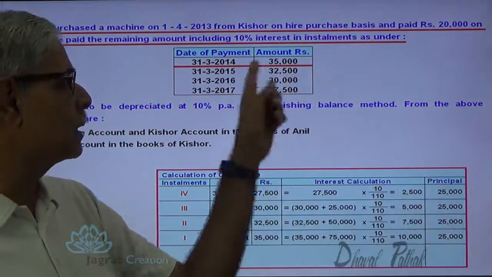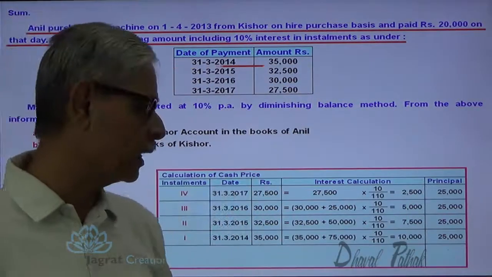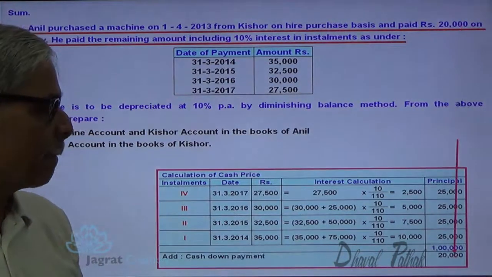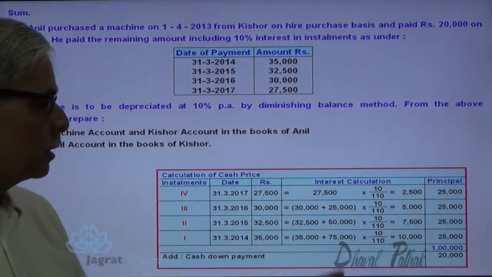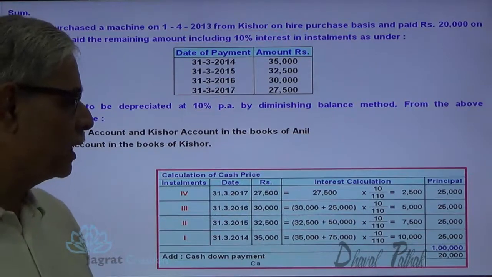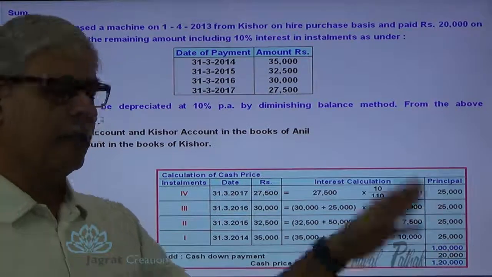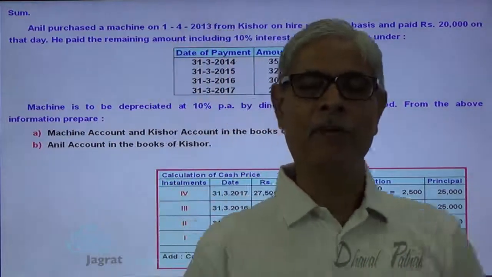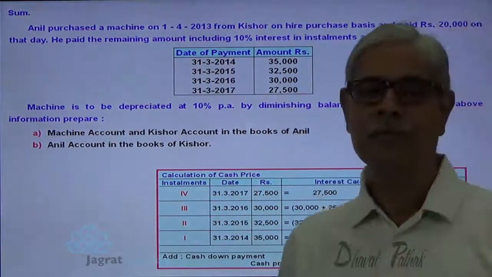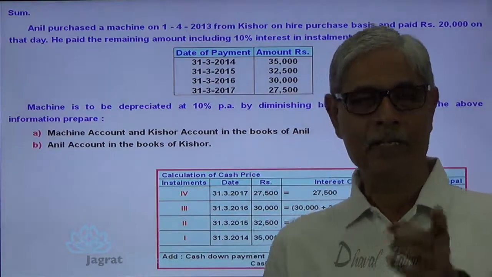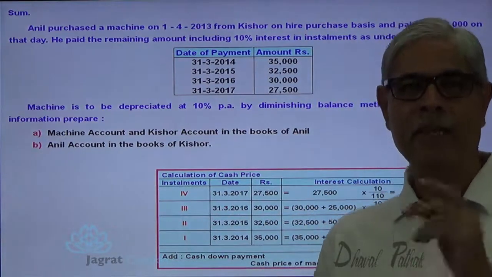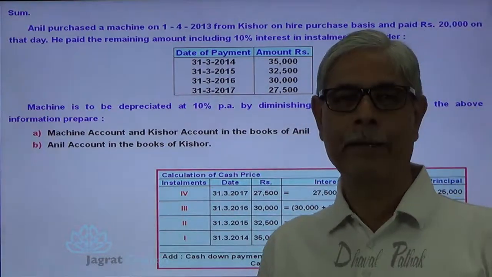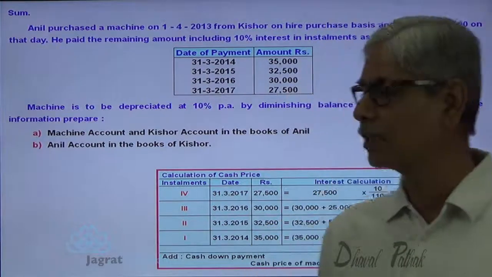So total principal sum paid by way of four installments is 1 lakh. Down payment made is 20,000. So total cash purchase price is 1,20,000. This is how cash purchase price is worked out. This is a very important calculation. When you are given installments with interest, interest rate is given to you and cash price is not given to you, you should start from the last installment. This is an important point to be understood by the students.